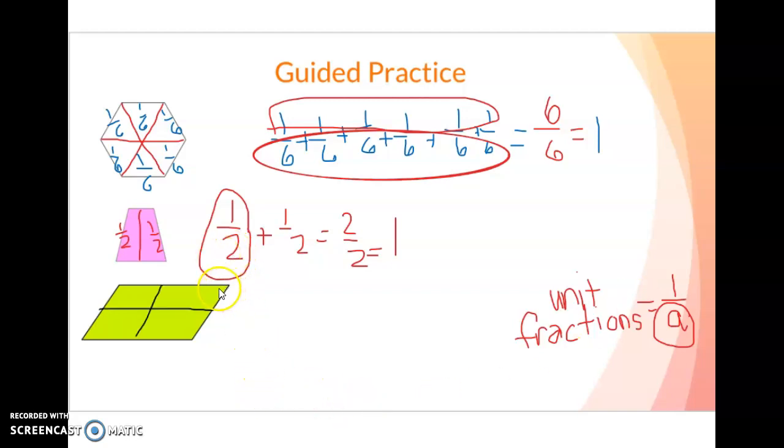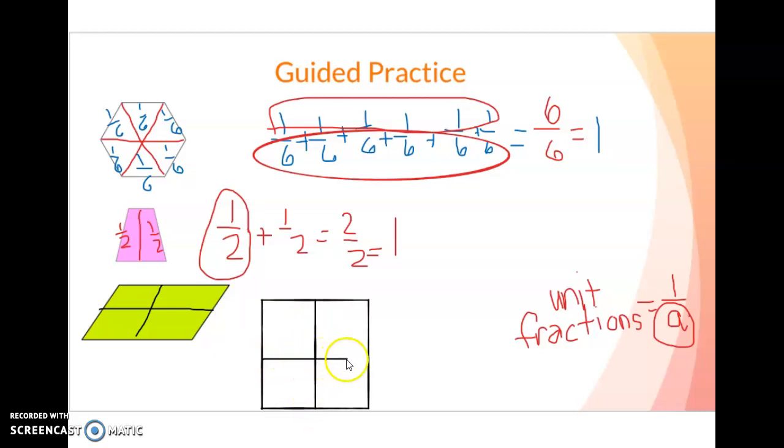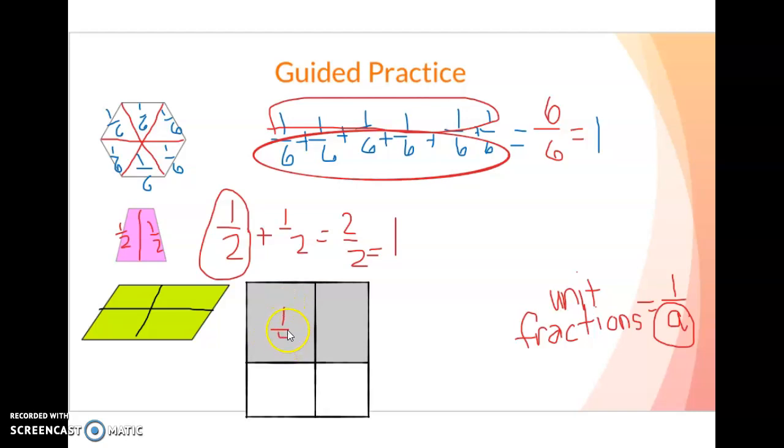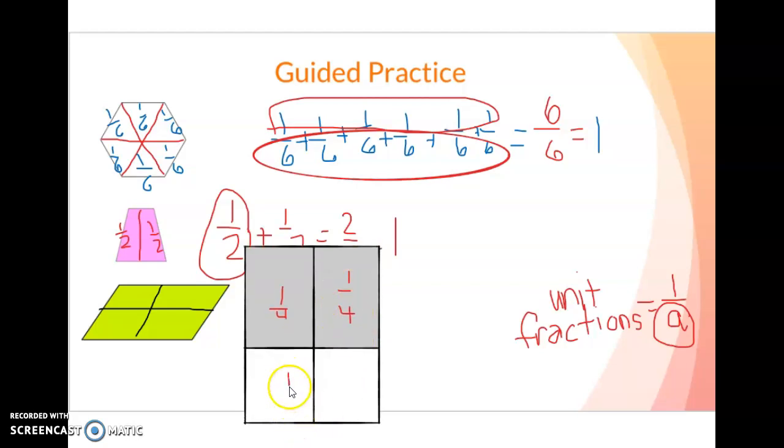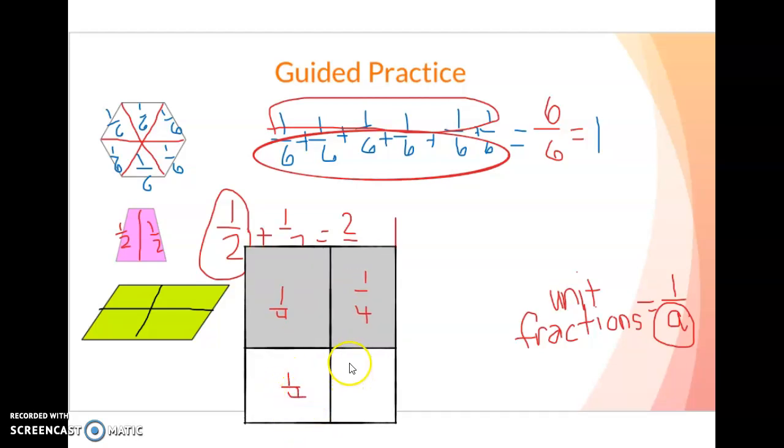Okay, so I am going to draw a square because this shape is not a very good shape to try and partition to show equal parts. So I am going to draw a square, and I am going to partition it into 4ths. Okay, so here I have 1/4, 1/4, 1/4, and 1/4.